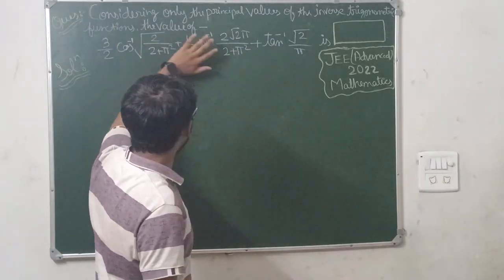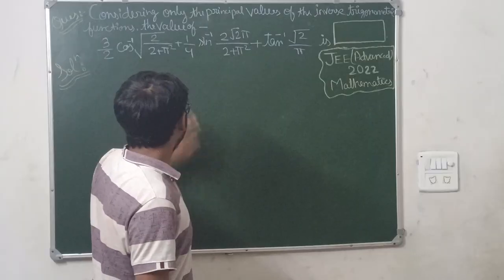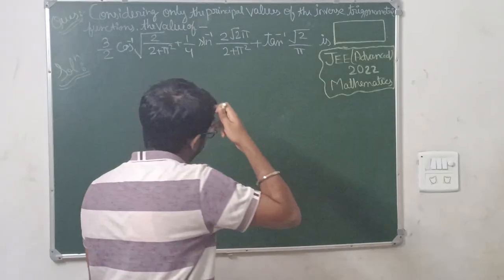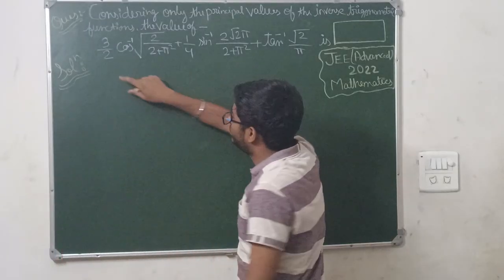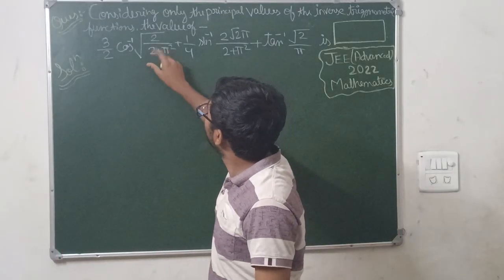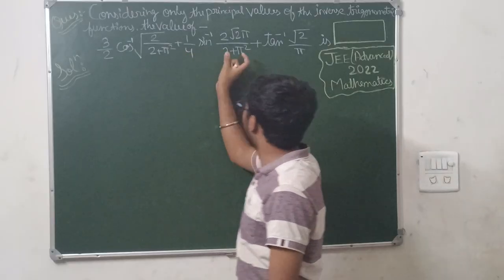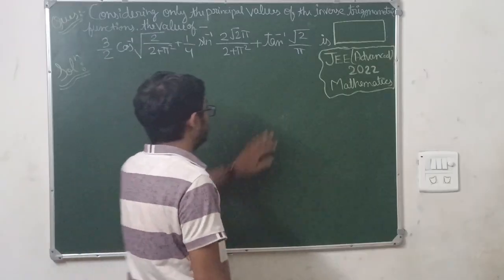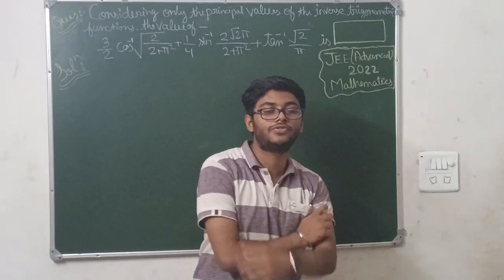The question says: considering only the principal values of the inverse trigonometric functions, we need to find the value of this expression. The expression is 3 by 2 cos inverse root over 2 by 2 plus pi square, plus 1 by 4 sin inverse 2 root 2 pi upon 2 plus pi square, and tan inverse root 2 by pi. We need to find the principal value of this inverse trigonometric expression.